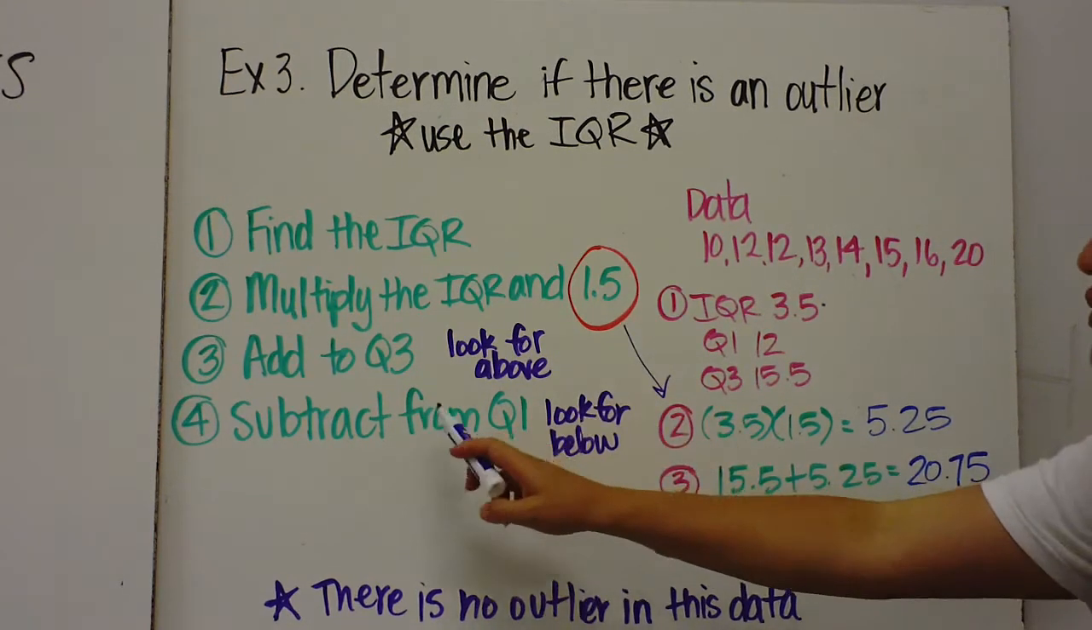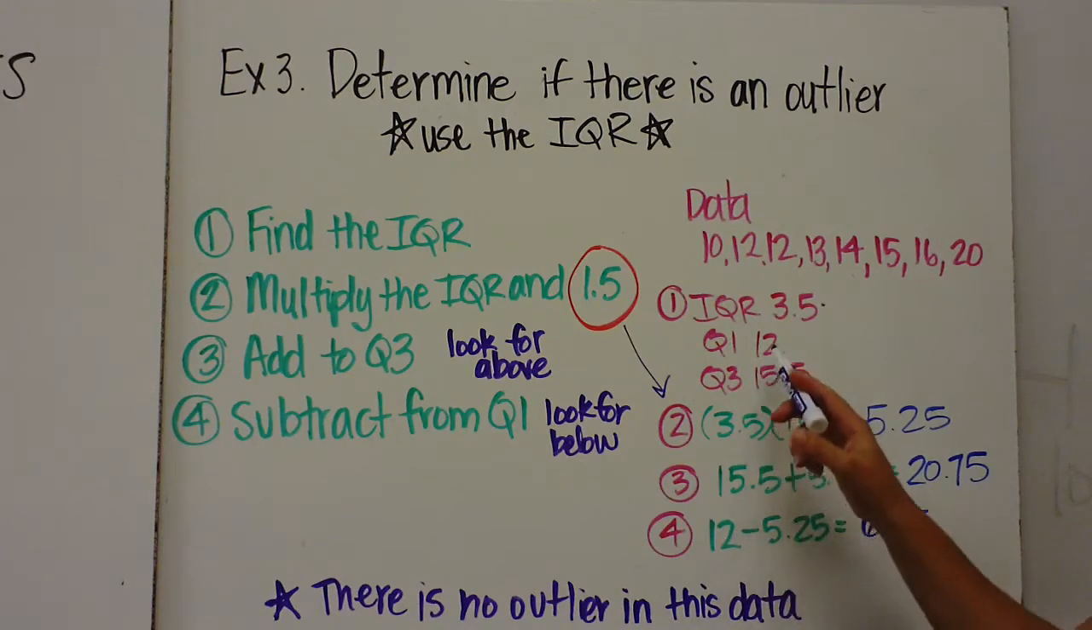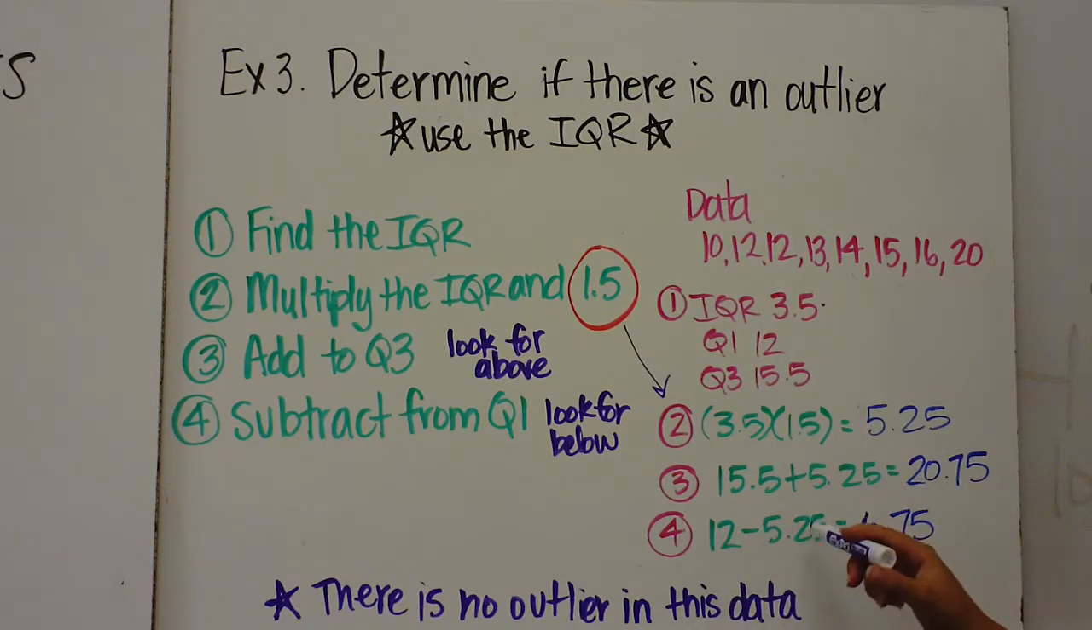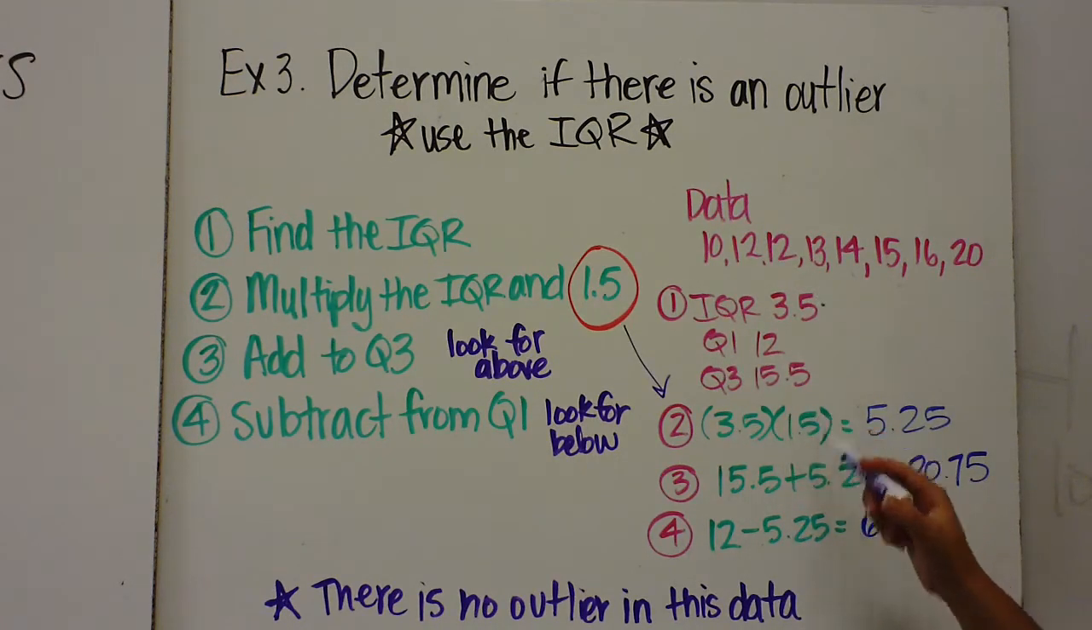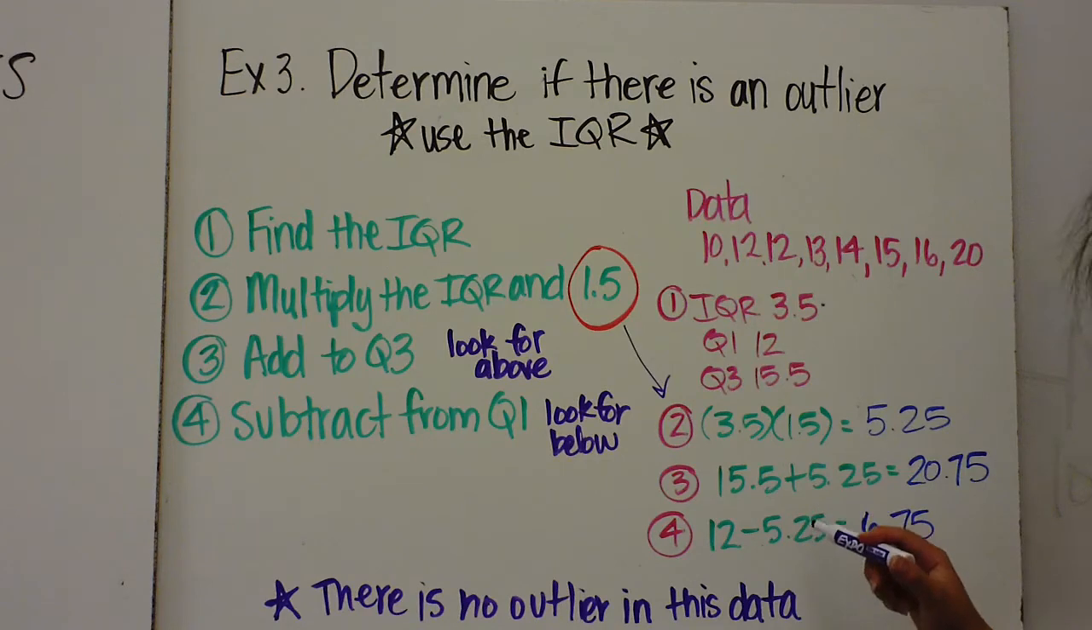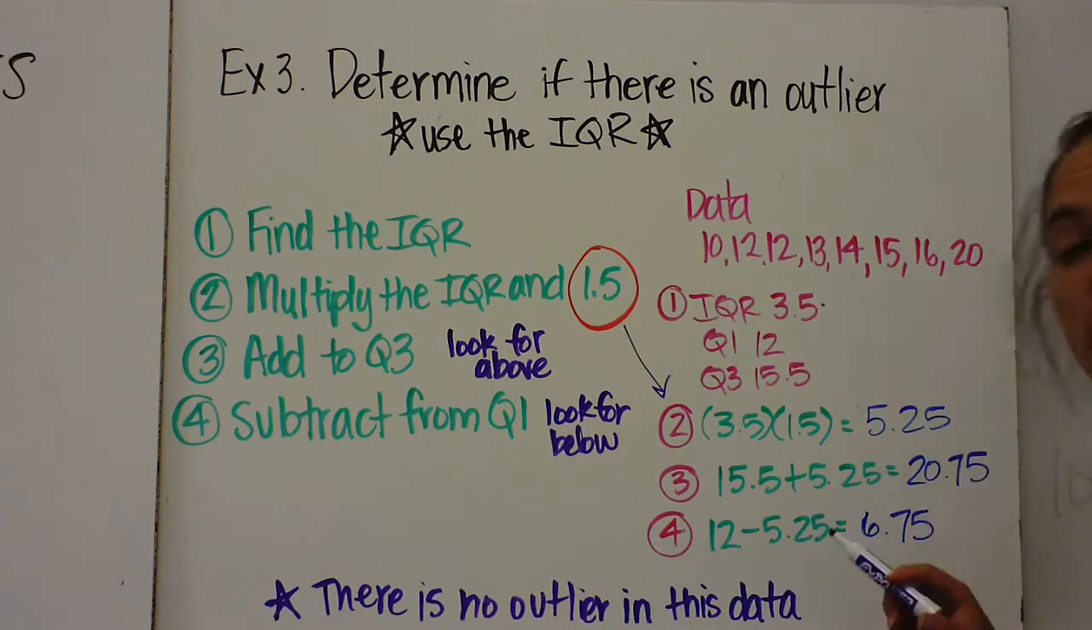And then step 4 is we subtract it from quartile 1. So quartile 1 was 12, so we do 12 minus 5.25, and we get 6.75. So we found the IQR, we multiplied it, and then we add it, we subtract it. It seems like a lot of steps, but you'll get used to it. Now we have to look for our data.